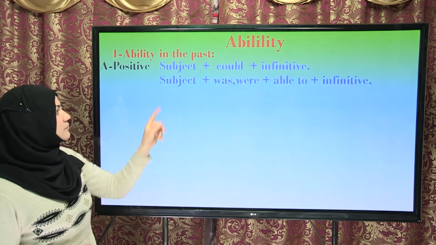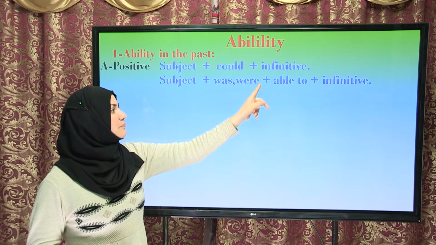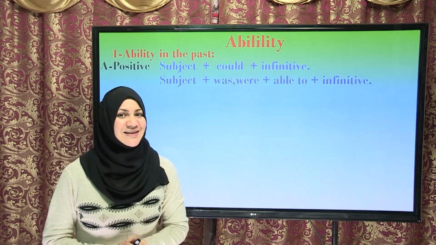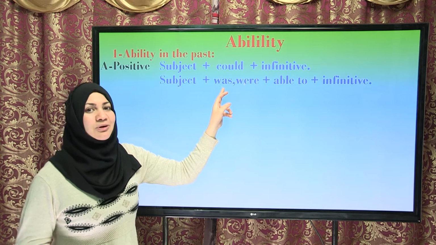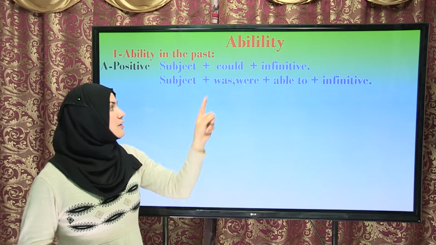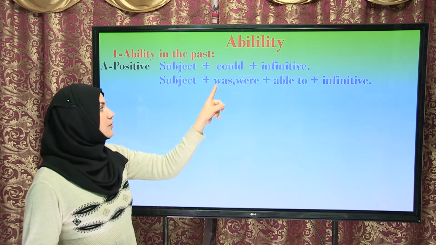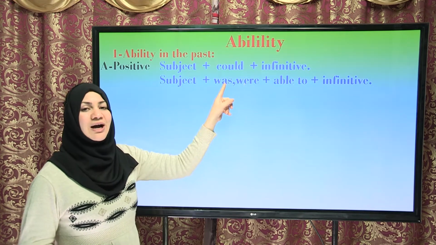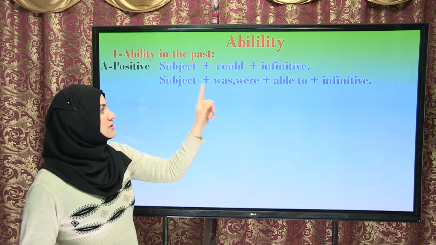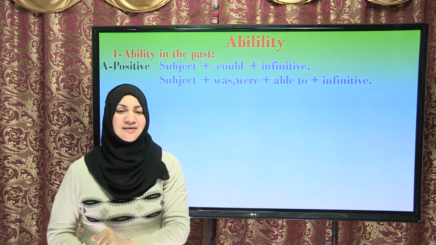Or we can say subject plus was, were plus able to plus infinitive. You can see here that in the second verb, able to, we use verb to be but in past tense. To be in present is am, is, are, but in past simple was and were, because we are going to express ability in the past. So the form will be subject, was or were, plus able to plus infinitive.